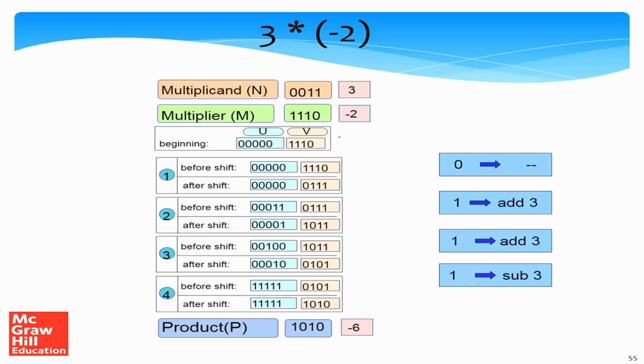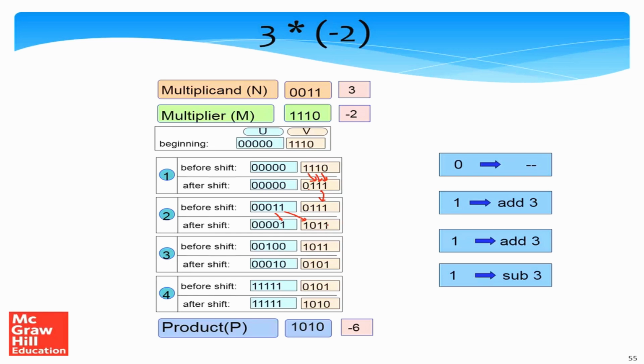Then we start. The first thing that we do is take a look at the LSB of V. LSB of V is 0, so we don't do anything. Before the shift, we'll have U as all zeros and V as 1, 1, 1, 0, and then we shift. Each of these bits gets shifted 1 step to the right. Subsequently, we find the LSB of V to be 1. So we add 3 to U. So we have 0, 1, 1 over here, and we have the existing multiplier over here. We do one right shift, so all the bits move 1 step to the right, and then they remain there.